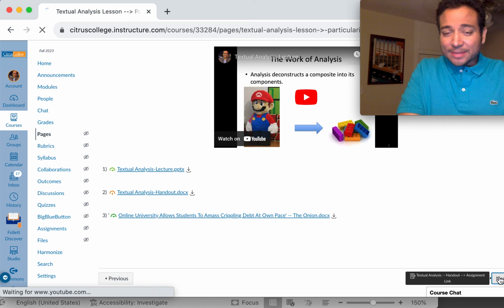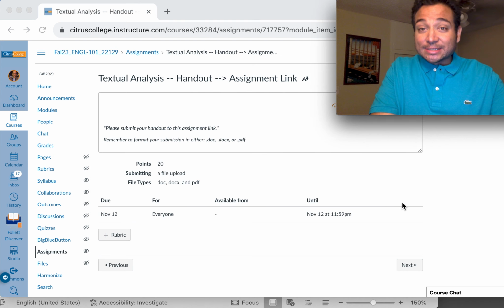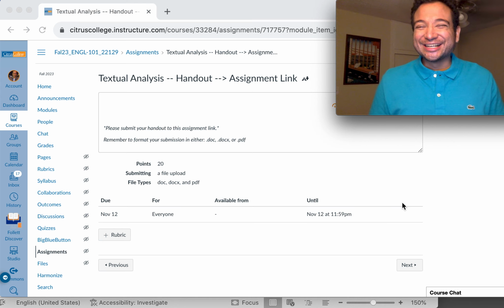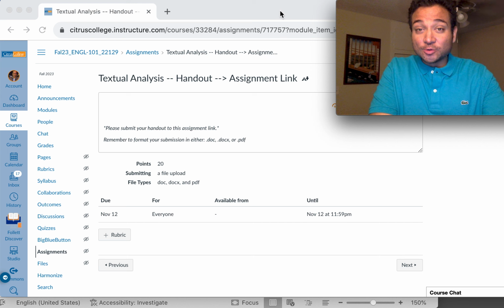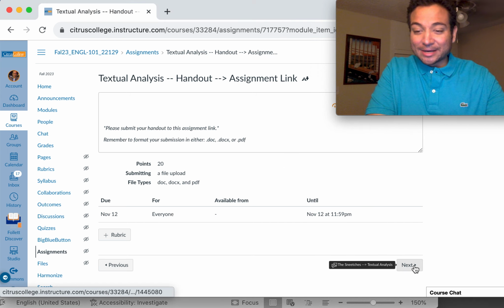So next thing, guys, here is the assignment link for that handout. So please, my recommendation is either type in your responses as you're viewing the lesson, or you can write it out in pen and scan it. But in any case, just note that this will be due by Sunday by 11:59 p.m. Here's the assignment link for that.